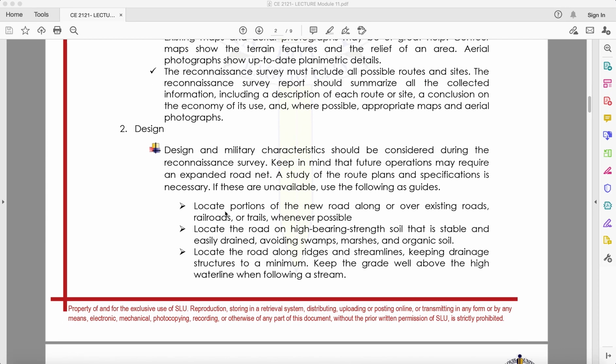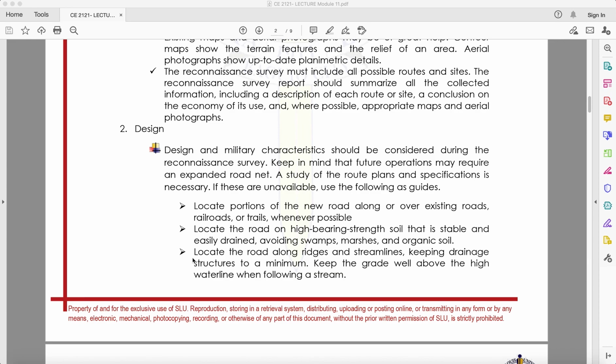So in the design, locate portions of new road along or over existing roads, railroads, or trails whenever possible. Also locate the road on high bearing strength soil. When we say high bearing strength soil, these are soils that can carry heavy weight. Okay? That is stable and easily drained. Avoid swamps, marshes, and organic soil.